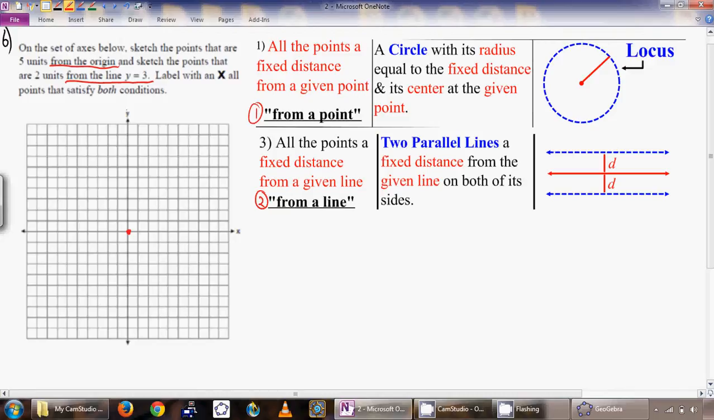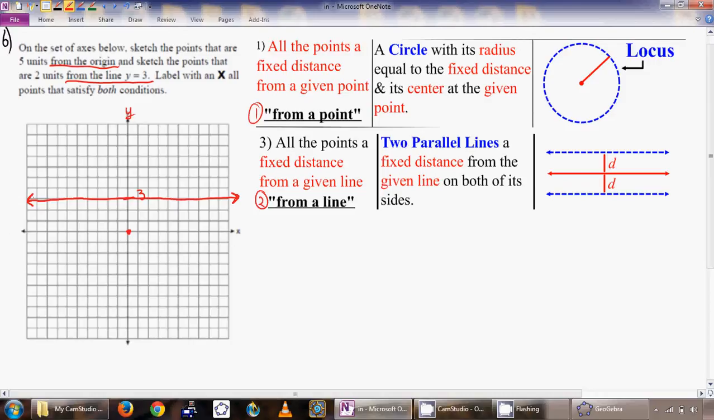That means it's going to pass through the y-axis at 1, 2, 3. So it's going to pass through right here. So 3. So let me draw in that line. That's a horizontal line. Okay. And then I'm going to label with an X all points that satisfy both conditions.